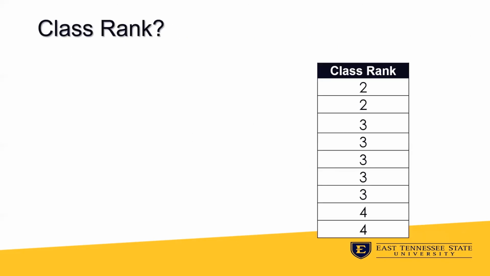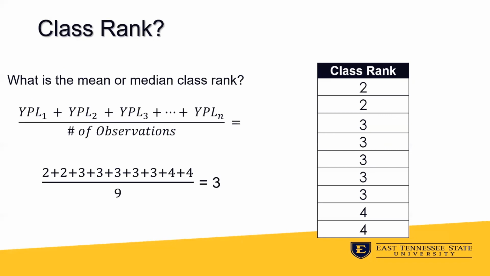Moving on to class rank, we have a question first of how to best summarize the data. We have a few options, and maybe we don't necessarily have to limit ourselves to just one. We could consider the mean or average rank within the class, or we could look at the most common class rank, and then finally the range of class ranks seen in the data. The first thing we might do is calculate the mean using our trusty formula. We arrive at a mean value of 3, which happens to also be the median.